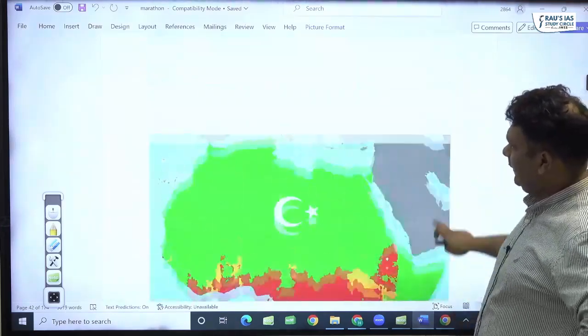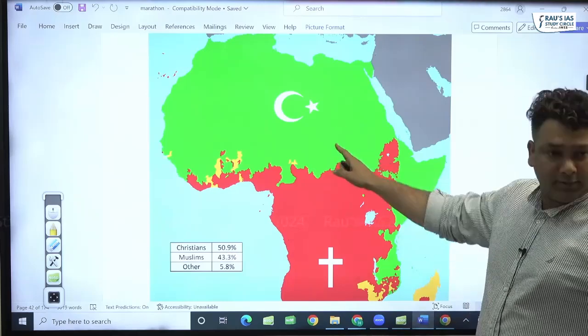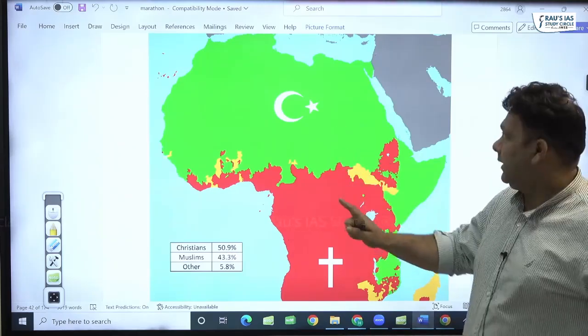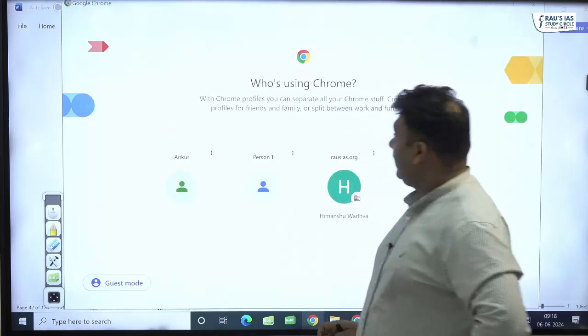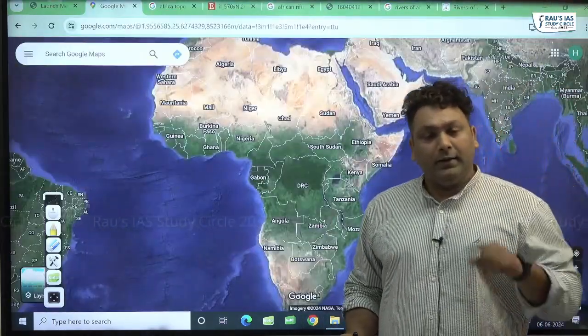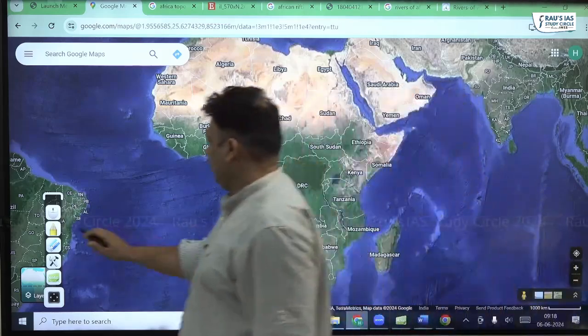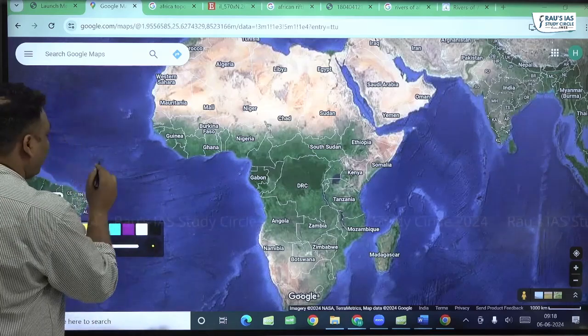You can see the map also. The desert part, and this is the green part. So this is also creating a lot of cultural divides and ethnic divides, and it is leading to conflicts. That's why you should know about the deserts. Now, which deserts do you have? Now tell me quickly, what are the reasons for the deserts?